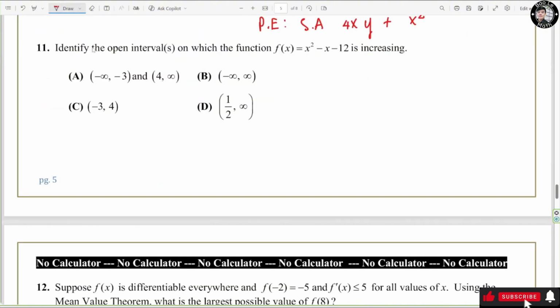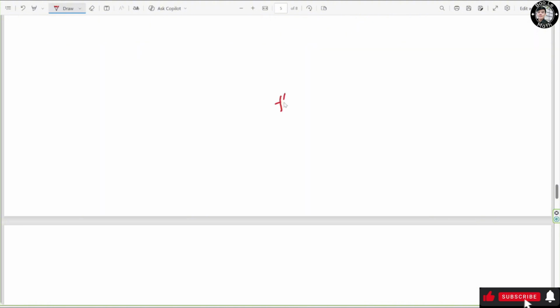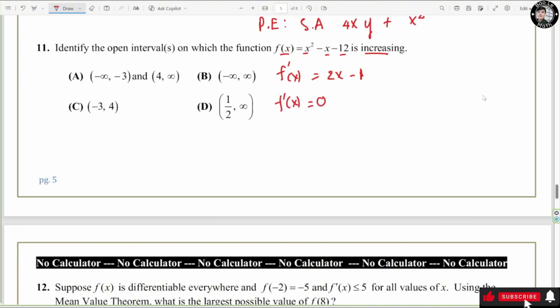Now question 11. Identify the open interval on which the function f(s) equals s squared minus s minus 12 is increasing. So we just check the derivative of this one. It's going to be 2s minus 1, and then we let f prime of s equal 0. That is the same thing as 2s minus 1 equals 0, and s equals 1/2.